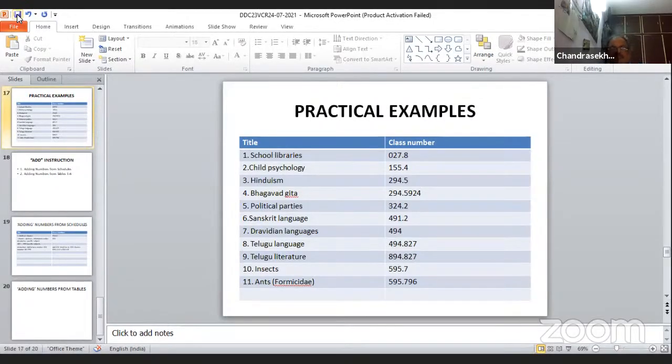School libraries. After 3 digits, as I told you, you have to go to the particular schedules. Volume number 2 contains the class numbers from 000 to 599. Volume number 3 contains the schedules 600 to 999. So after the first 3 digits, you have to put a full stop pointer. The pointer is a visual aid.